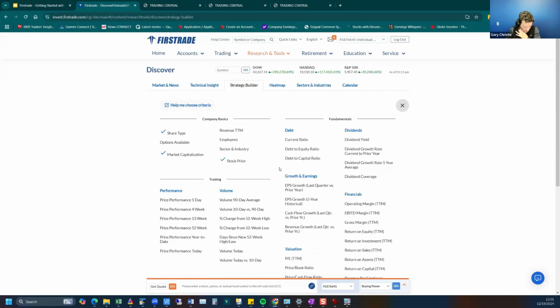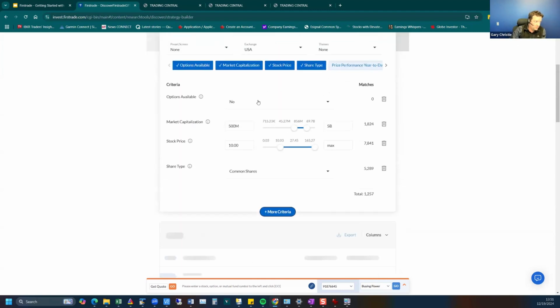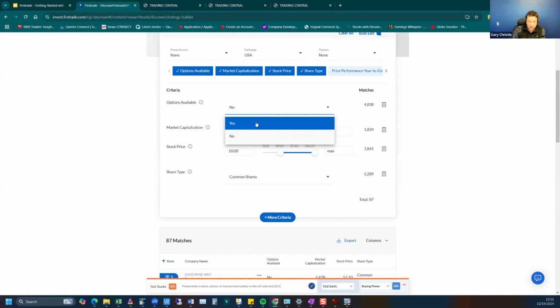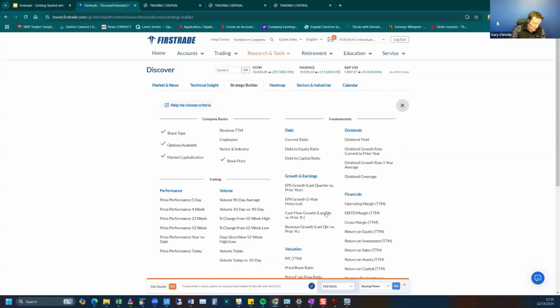And then what else can we add? Add more criteria, right? So I can add, does it have options? I want to maybe sell covered calls or do option trading. Why not hit yes, or use it as a liquidity indicator? That's also good. Let's keep the page going. Maybe I want to look at volume, right? So there's a lot of volume criteria.